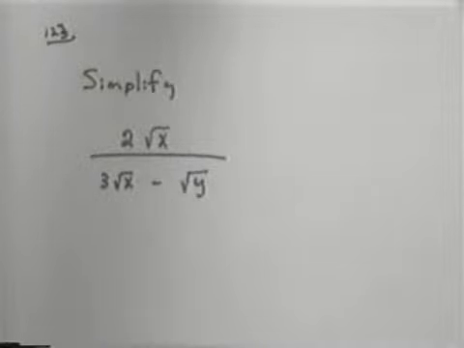Let's look at one involving x's and y's. Let's look at 2 times the square root of x divided by 3 times the square root of x minus the square root of y.